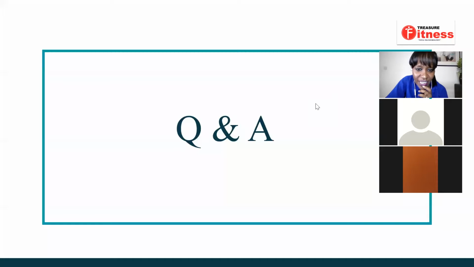Destiny is asking, what does the E in SMARTER stand for? Exciting, an exciting goal. So think about an exciting reward, or at the end of this, once I achieve this, what am I going to achieve at the end of it? So something exciting. Destiny, I hope that answers your question.